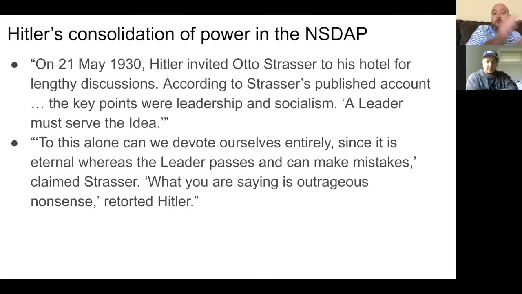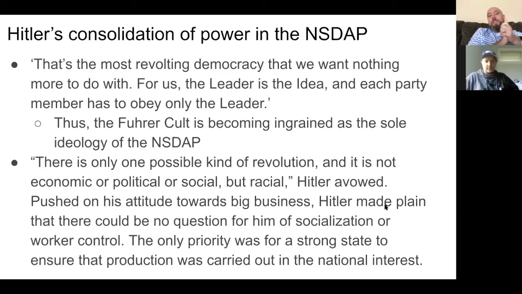And Hitler says, what you're saying is outrageous nonsense. That's not how it should work at all. The leader should be, according to Hitler, the idea. So Hitler says we want nothing to do with the ideology driving what the leader does. That's the most revolting democracy that we want nothing more to do with. For us, the leader is the idea, and each party member must obey only the leader. Thus, the Führer cult is becoming ingrained as the sole ideology of the NSDAP.